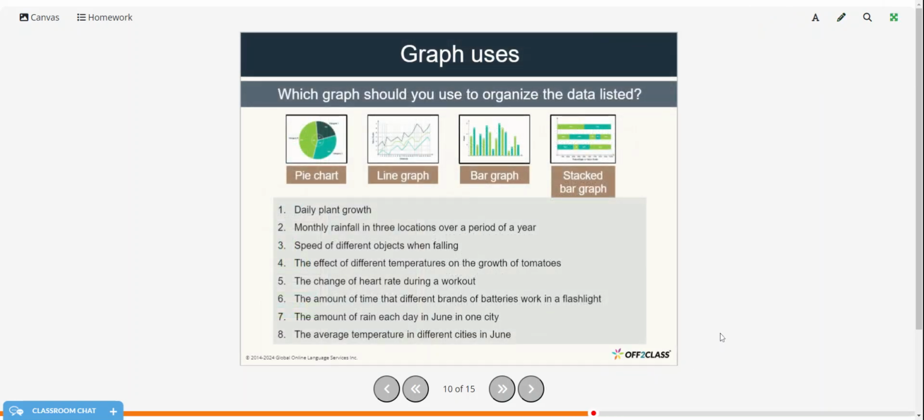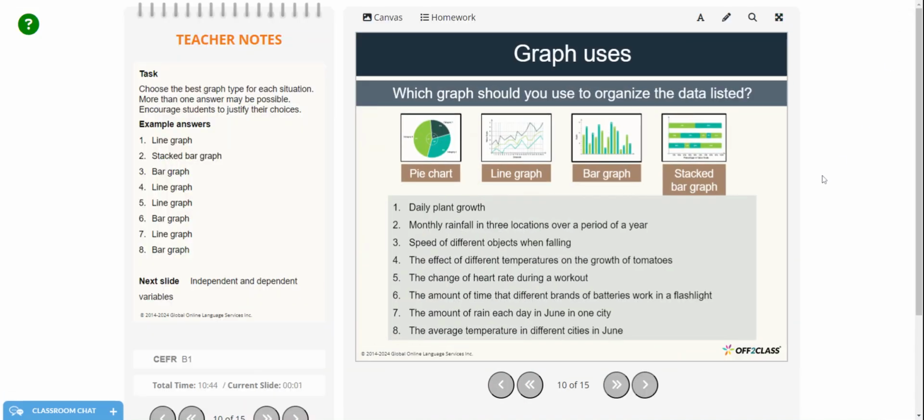All right, so which graph should you use to organize the data listed? Again, you can try these on your own and then restart when you're ready to check your answers. All right, so daily plant growth would be a line graph. Monthly rainfall in 3 locations over a period of a year would be a stacked bar graph. The speed of different objects when falling, could use a bar graph for that. The effect of different temperatures on the growth of tomatoes, could use a line graph.